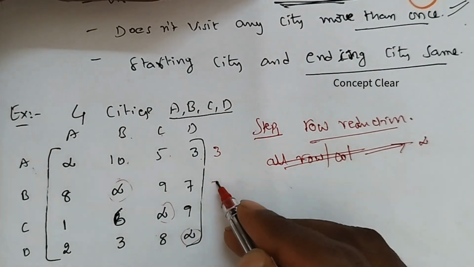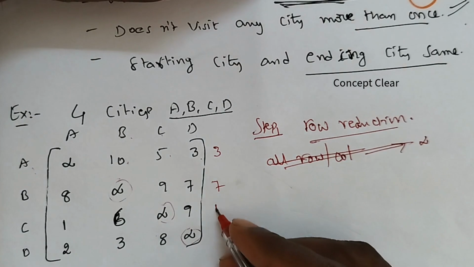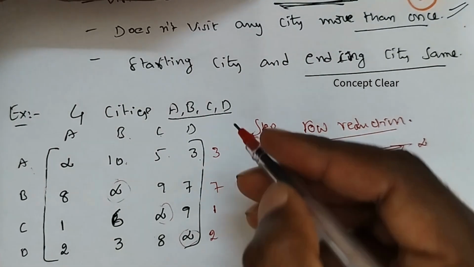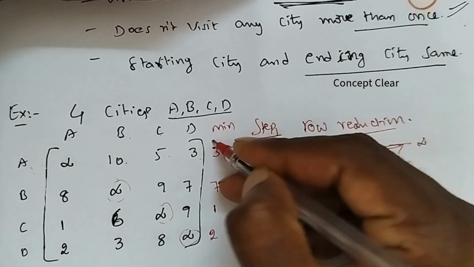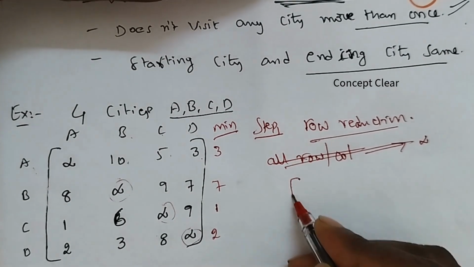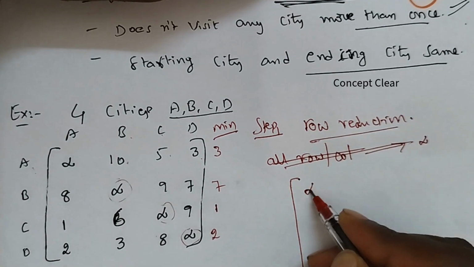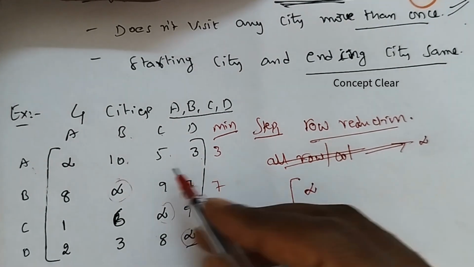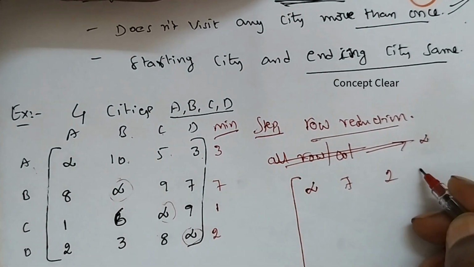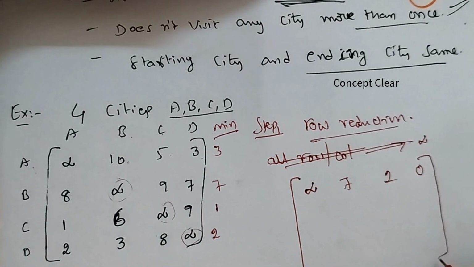Here the minimum element is 7. Here the minimum element is 1. Here the minimum element is 2. With this minimum element value you have to reduce each row. After performing row reduction, what is the value here? Infinity. 10 minus 3 is 7, 2 and 0.